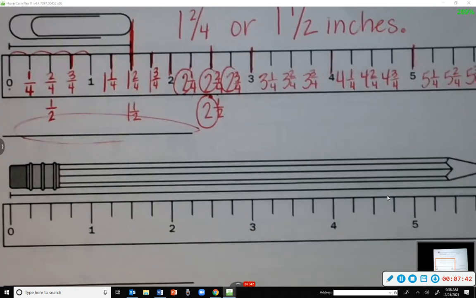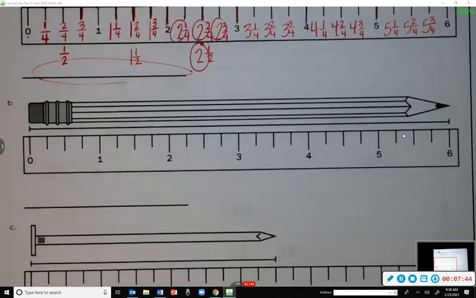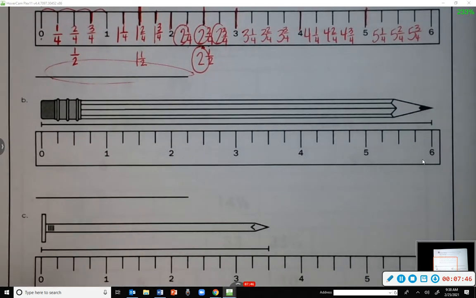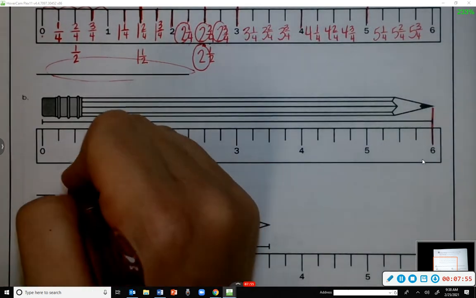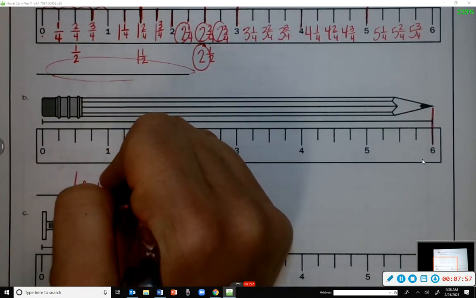Okay, let's look at B. Let's measure the pencil. 6 inches. They made this one easy on you, so I follow the pencil down. It lands right on the 6, so that means the pencil is 6 inches.